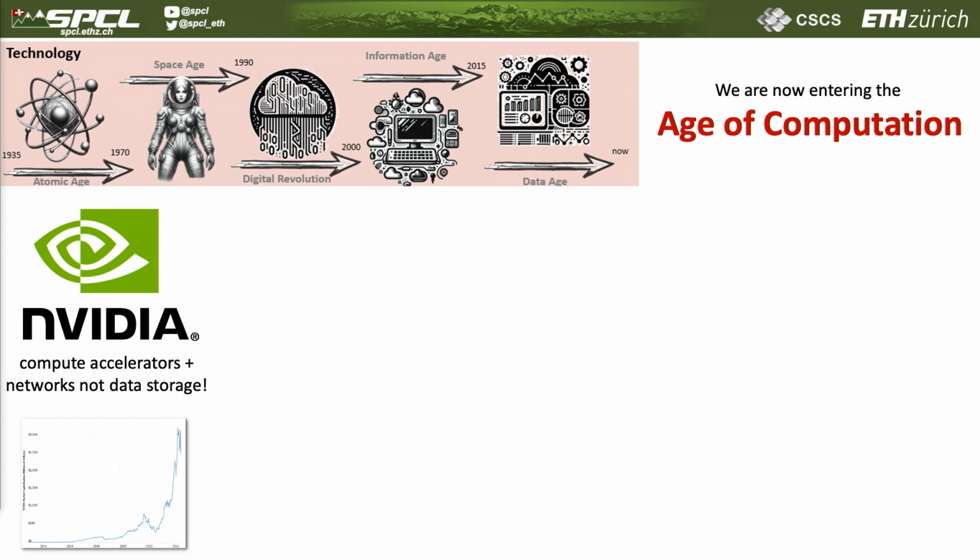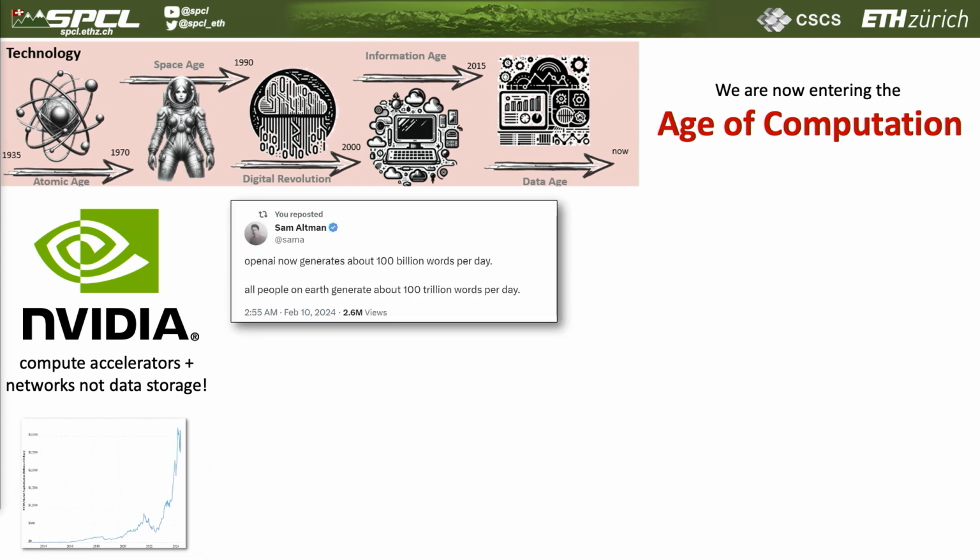So this is what I want to make the point of, that NVIDIA is a compute company, not a storage company. It's not a data company. Fundamentally, it's a compute company. They make compute accelerators. So let's go a little bit further. Let's go to one of the people who started ChatGPT, who you could argue is part of that big revolution that we are seeing, Sam Altman, the CEO of the company. Sam tweeted in February that AI models are generating about 100 billion words per day.